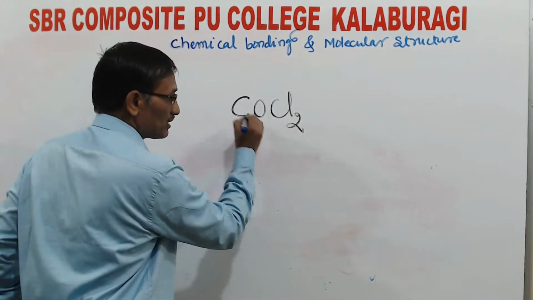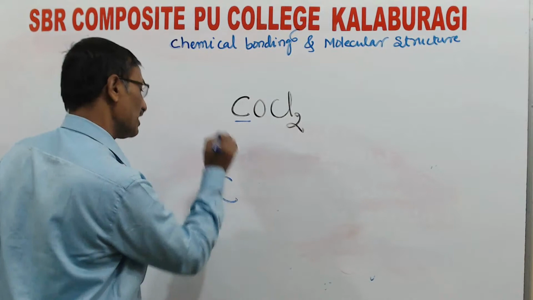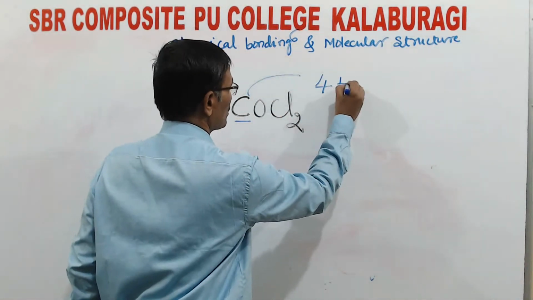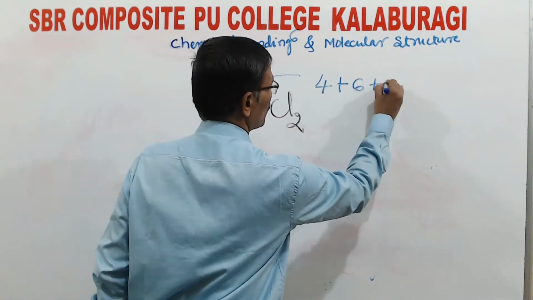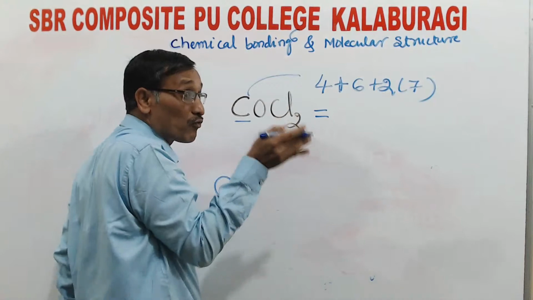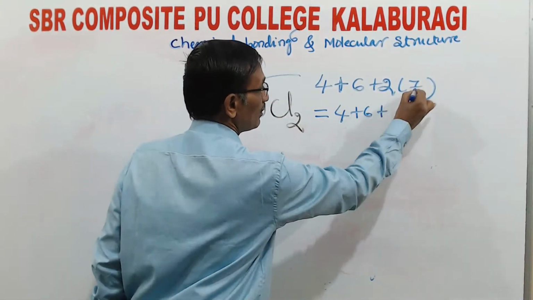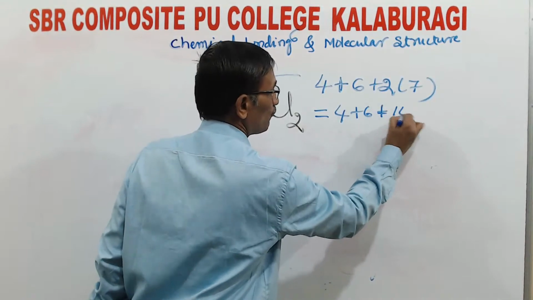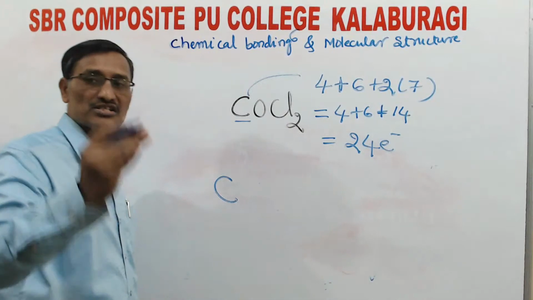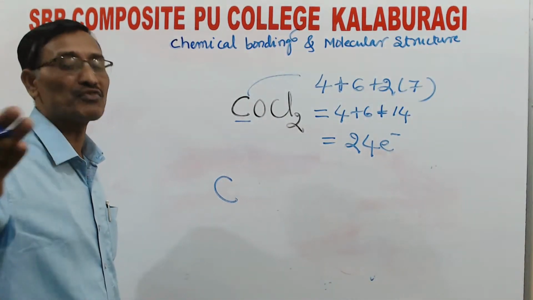I took the central atom, the less electronegative one, carbon. We will write all the electrons: 4 plus 6 plus 2 times 7. First count the number of valence shell electrons: 4 plus 6, and 7 twos are 14, totalling 24 electrons. You have to arrange them in such a way that each atom acquires an octet configuration.